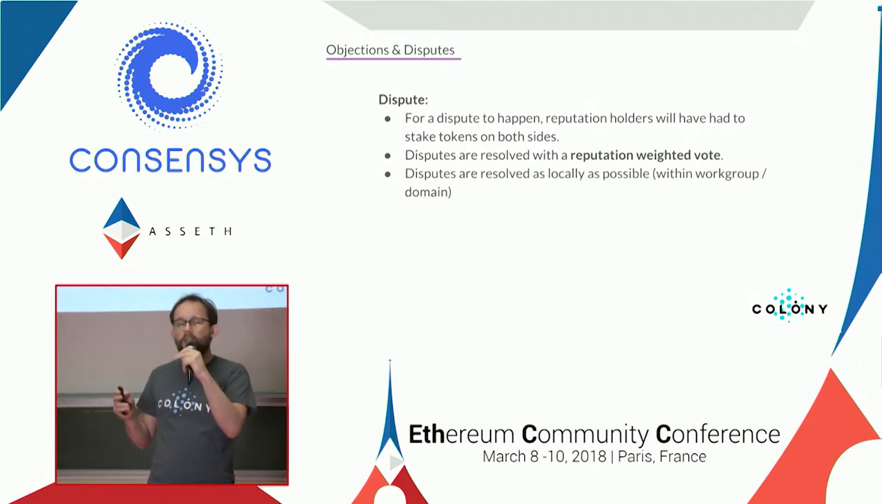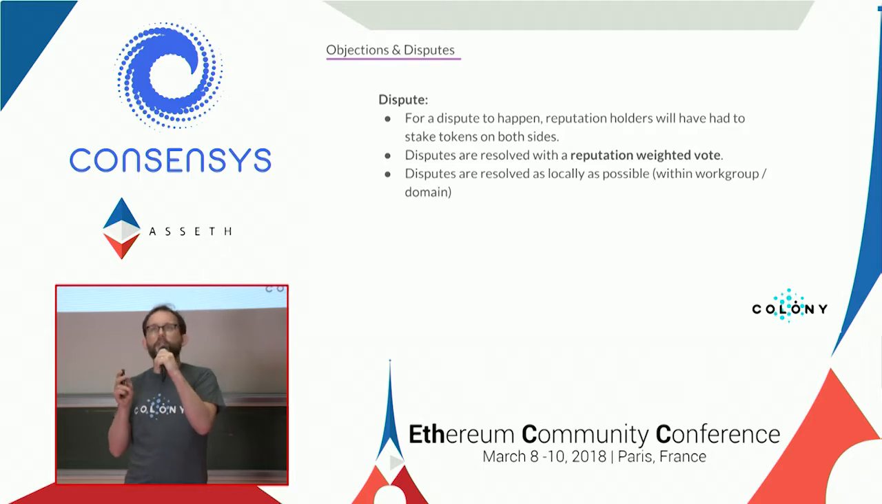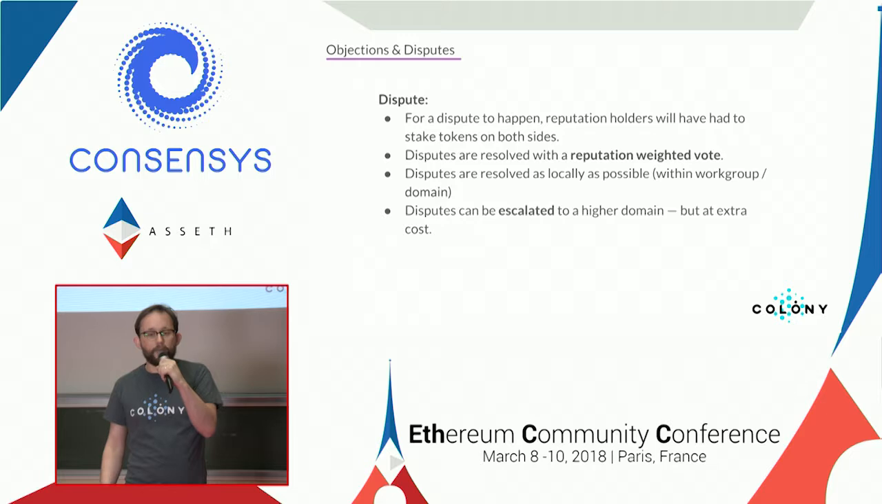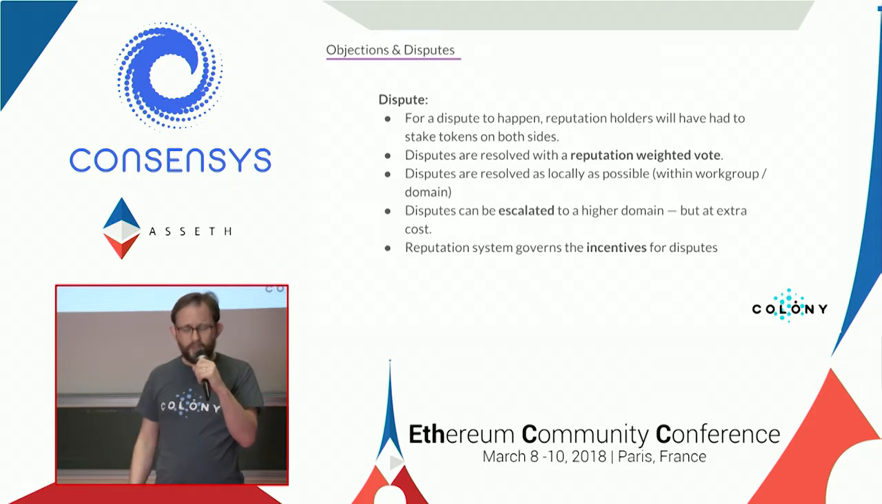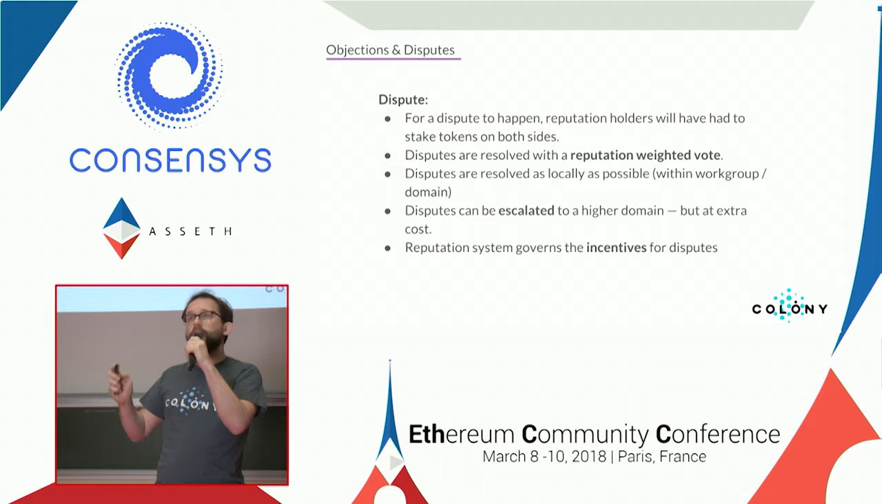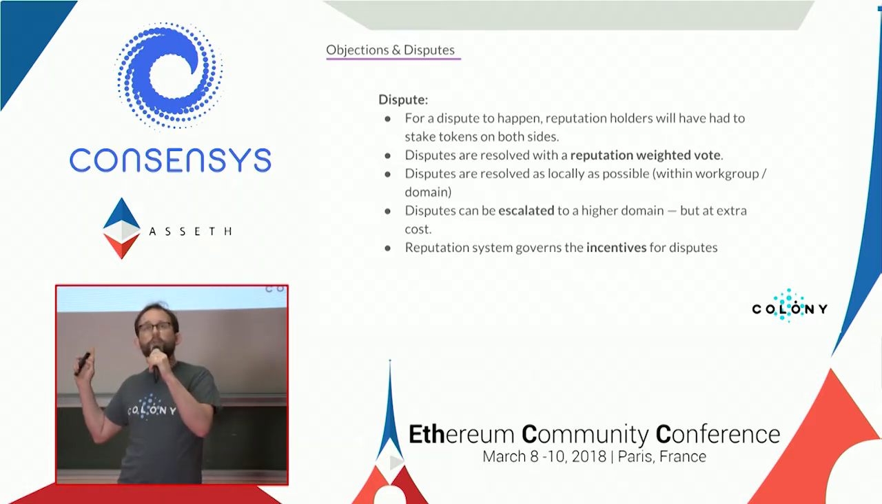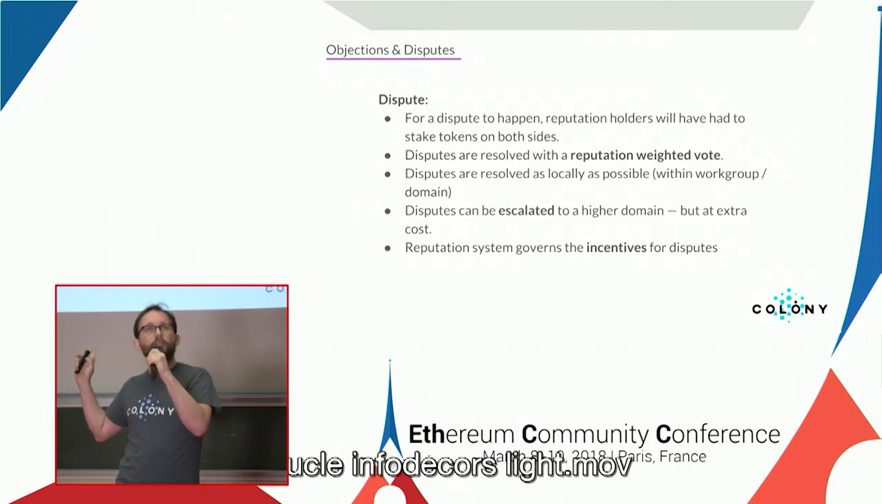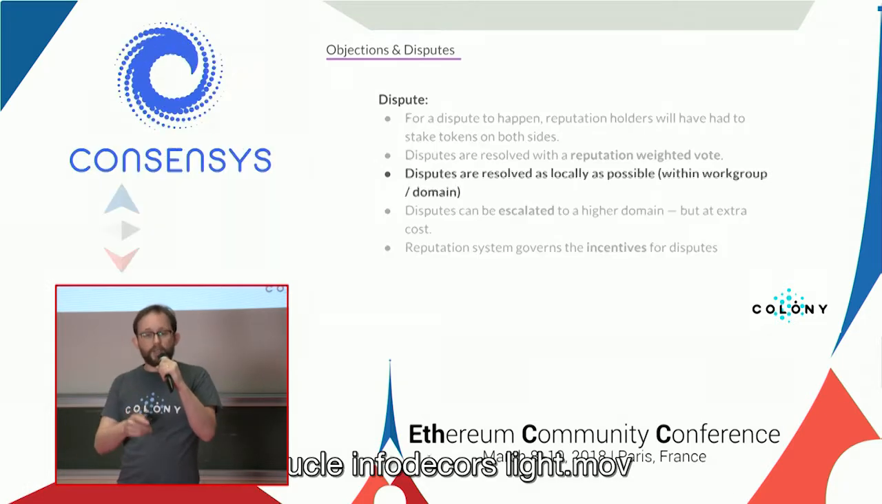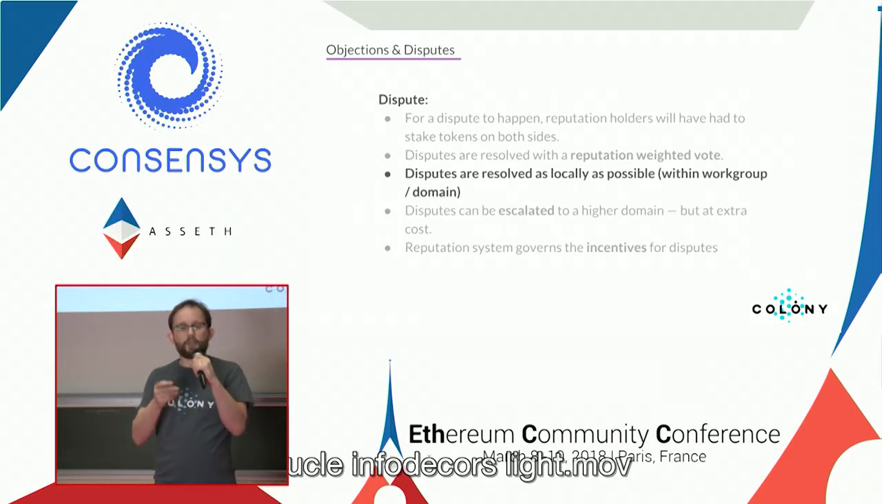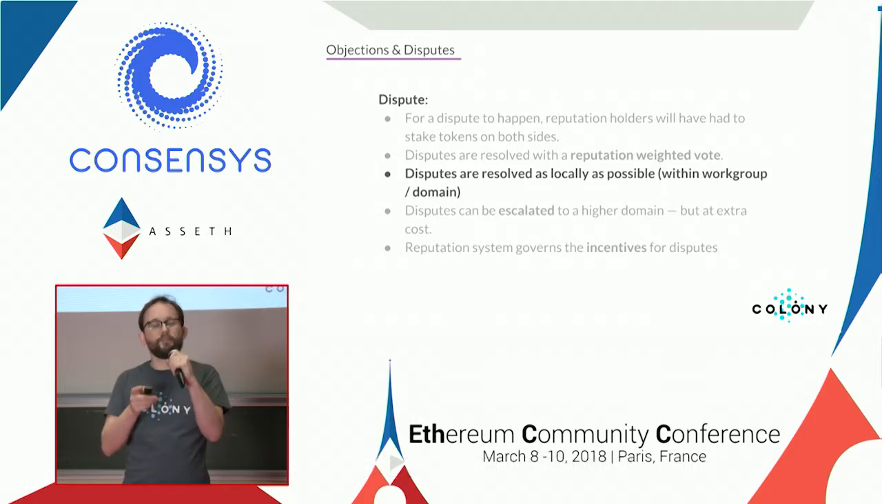Even then, we'll try to keep the disputes as local and as small as possible, because you don't want excessive voting. But they can be escalated to a higher domain. I'm going to talk about these points in a minute. The reputation system is deeply integrated in the voting and the incentives for the dispute system. I'm not going to talk too much about that today, because we covered that at DevCon. But let's look at this point here. Disputes are resolved as locally as possible. What does that even mean?